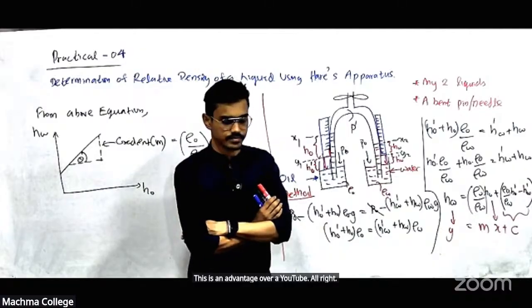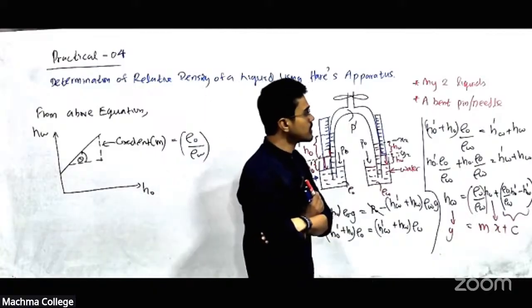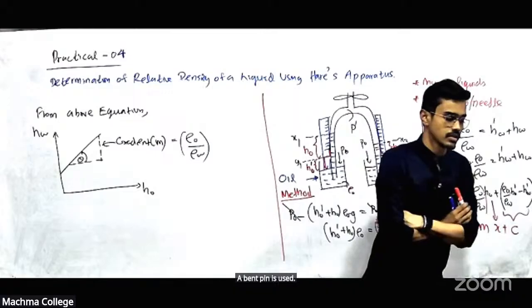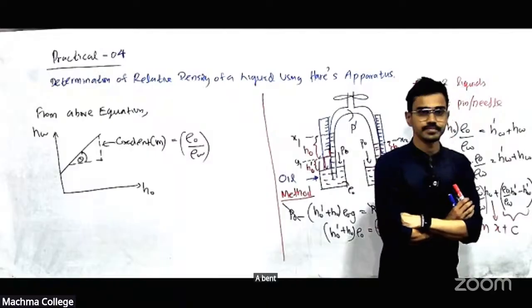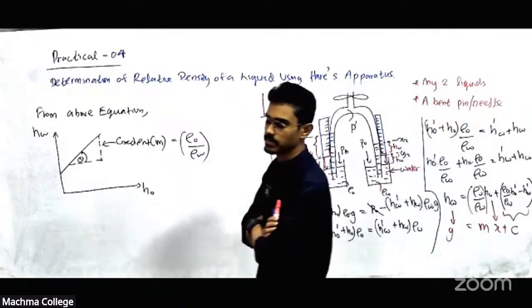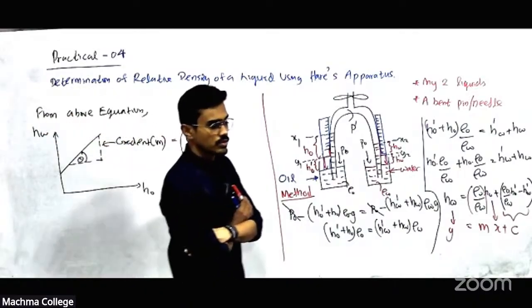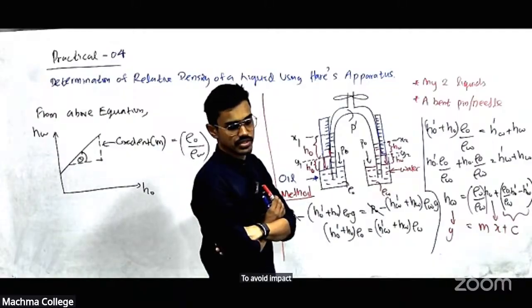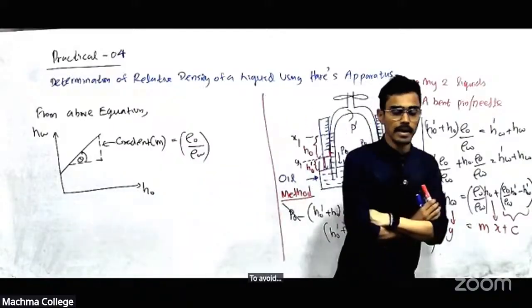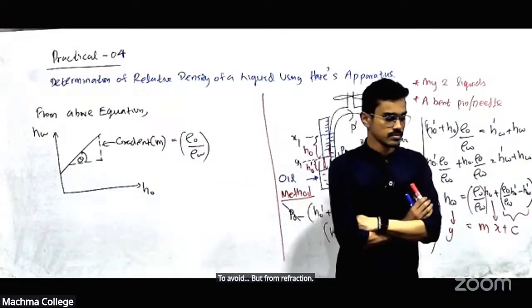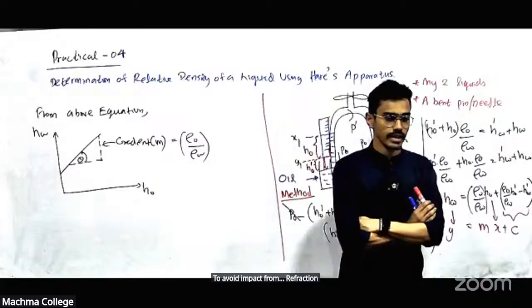Right. Next point. A bent pin is used to avoid impact from refraction when taking readings.